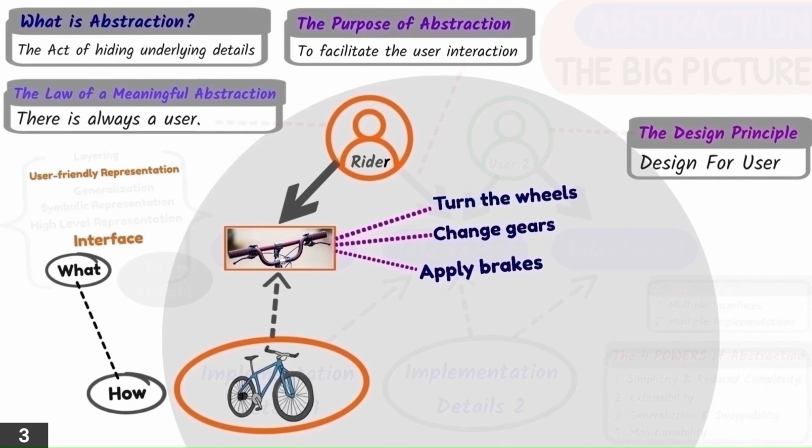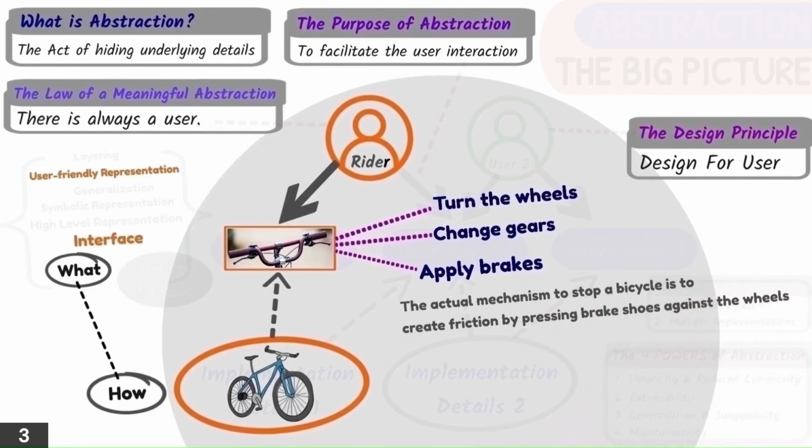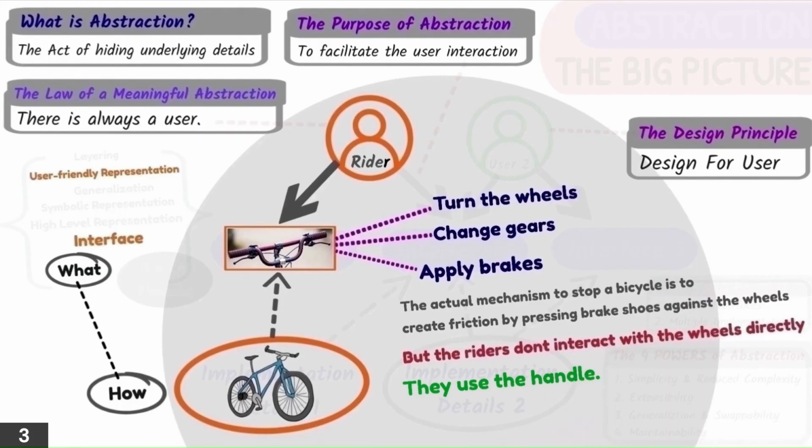Think about it again. The actual mechanism to stop a bicycle is to create friction by pressing brake shoes against the wheels. But the rider doesn't do all of that manually. They don't interact with the wheels directly. Instead, they apply the brakes using the handle, which stops the wheels without needing direct involvement. Imagine if they had to interact with the wheels directly every time they wanted to move or stop. What would happen then? Without abstraction, we wouldn't even be able to invent something as simple as a bicycle.